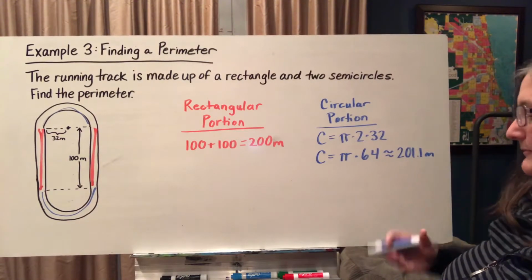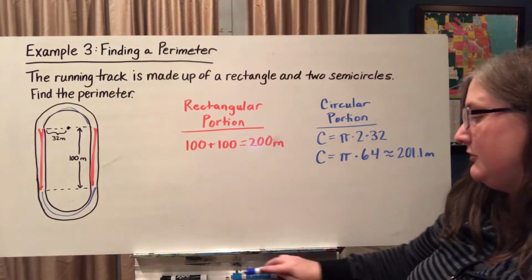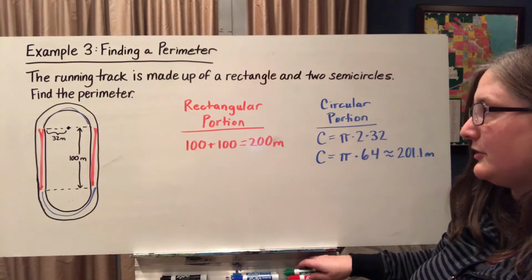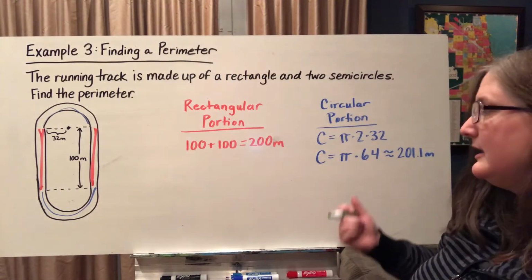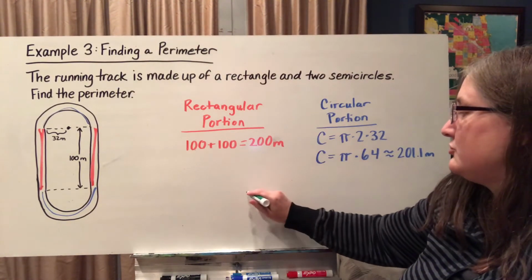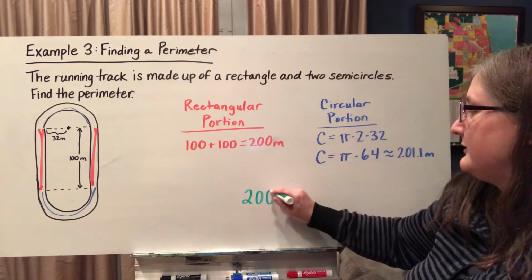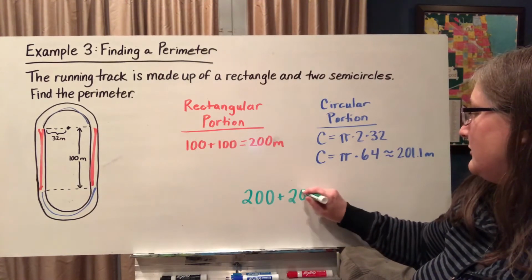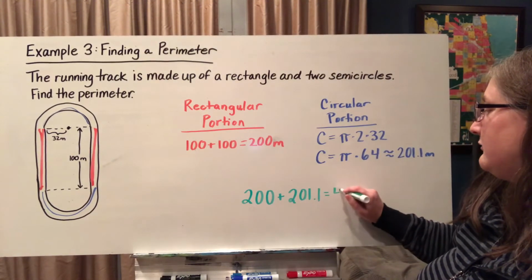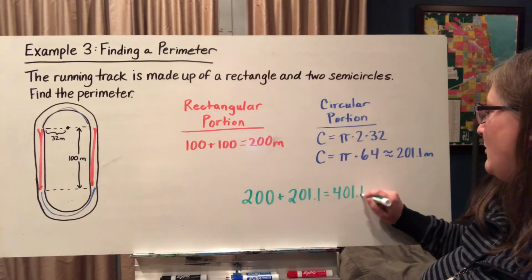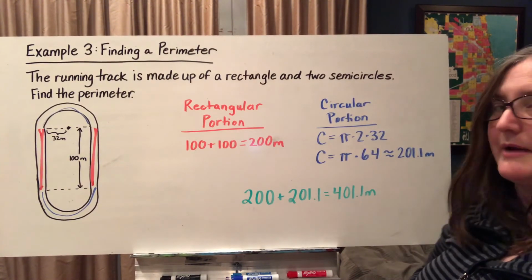201.1 meters. So the last thing I need to do to get the perimeter around this track is add up the rectangular portion of 200 with my circular portion of 201.1 for a grand total of 401.1 meters around the track.